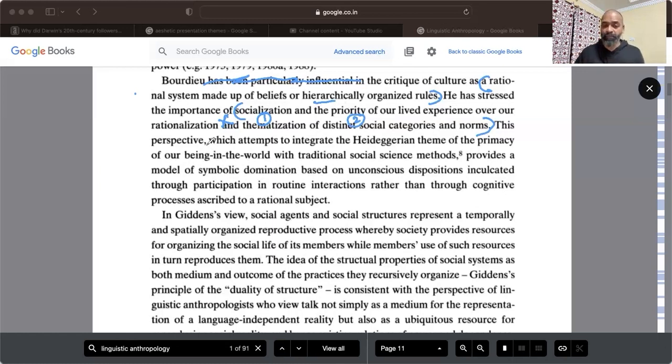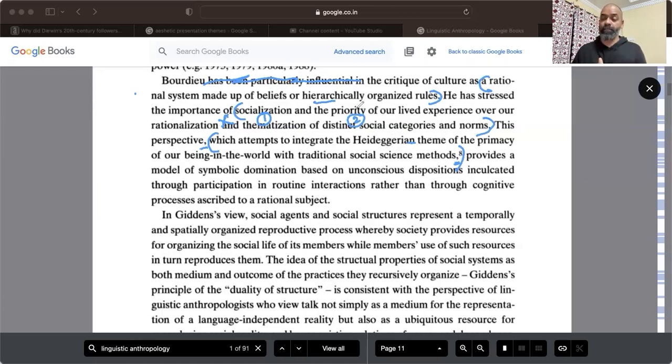I'll show you. This perspective, see, this is what we call the double comma pair, okay? Always watch out for a double comma pair. The double comma pair is basically information inside brackets, okay? It's like the author, in the midway, realizes this perspective, and the author says, hey, I didn't explain this perspective well. So the author gives you extra information. What perspective? This perspective attempts to integrate the Heideggerian theme. This is an idea. There's an inception of ideas here, okay, mind you.